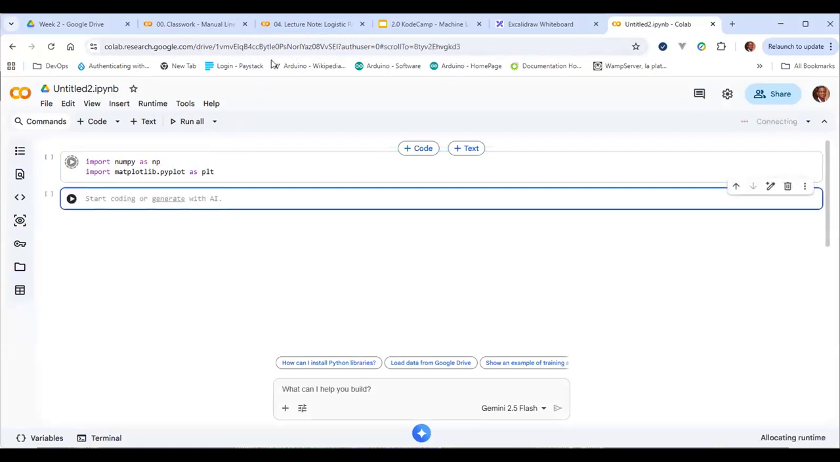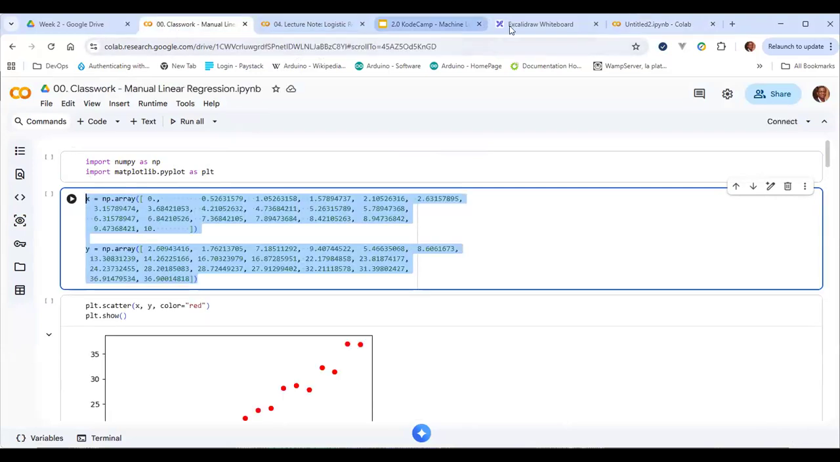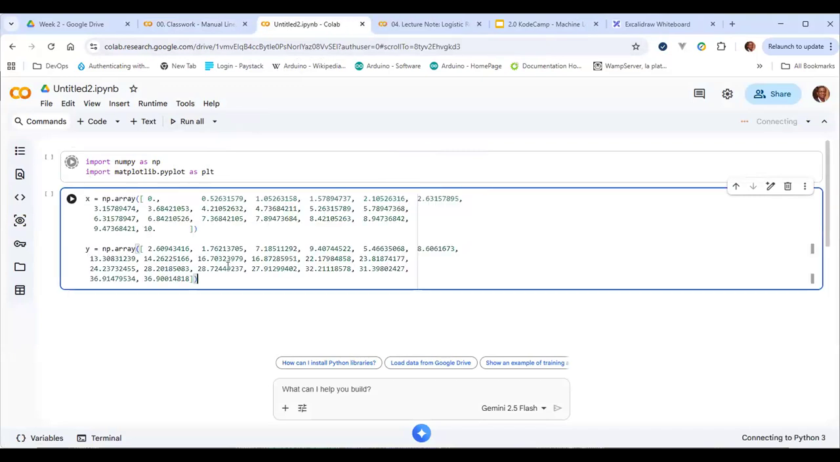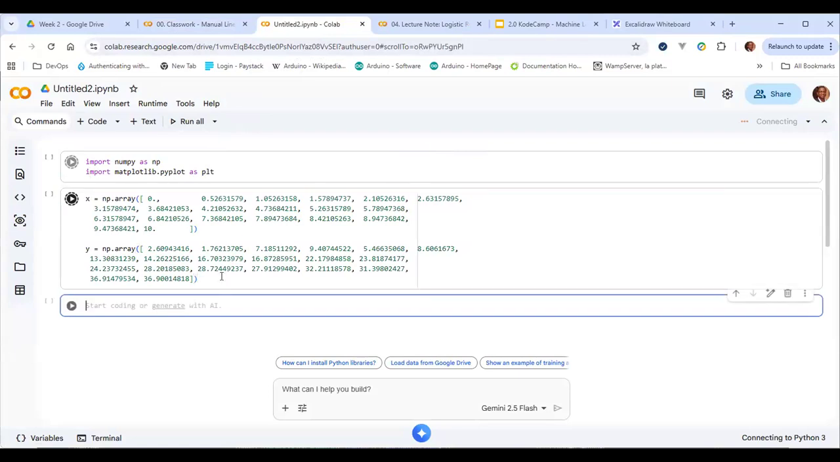Okay, so that's NumPy and matplotlib. Then I'm going to just plug in these values. So we still have the x and the y. Now, we still have a standard linear equation to predict. So before we were saying y equals mx plus c, m times x plus c.